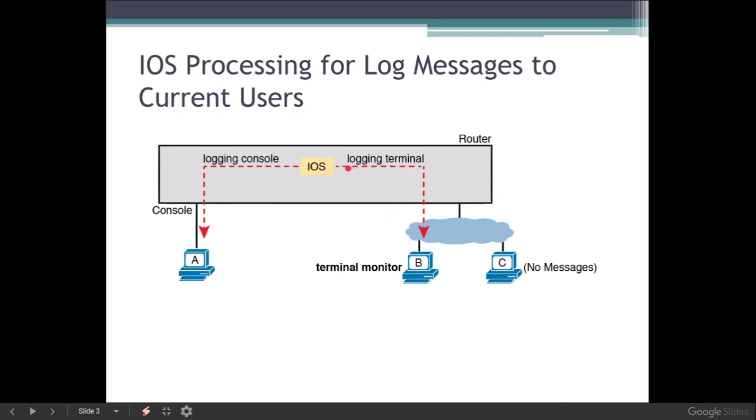So the login terminal or login monitor just says the iOS is now enabled to send messages to the terminal via SSH or Telnet. But when you're actually logged on, you have to then say terminal monitor on. Get that? Yes, sir. Okay. Now, all other devices that are connected via network will not see any messages. So the normal user's computer connected via the network ports would not see any of the messages being generated by the router or the switch.